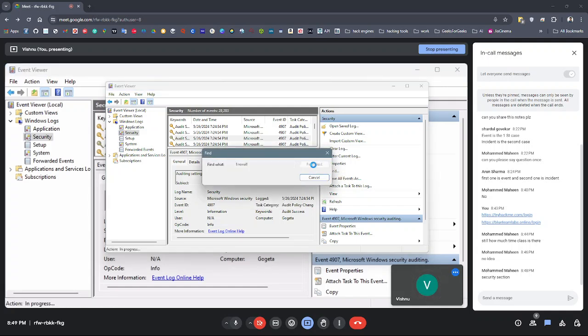Let's check again. You can check, there is no log related to the firewall. Let me show you where we can find it. I will give you 5 minutes more.